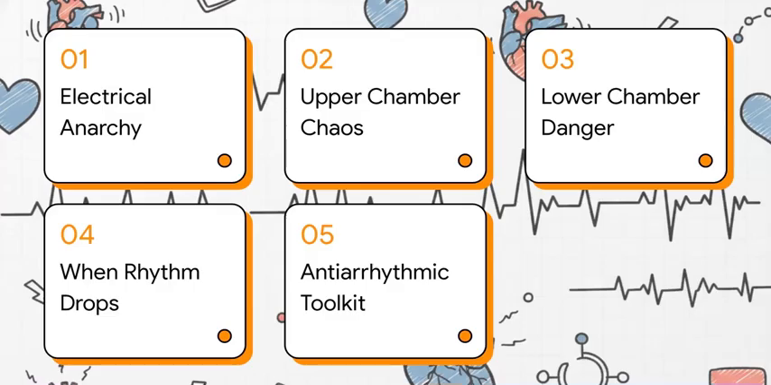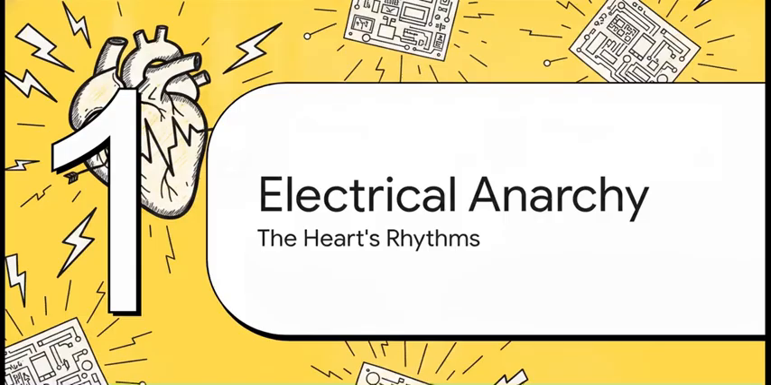To make sense of all this, we're going to follow a straightforward roadmap today. We'll start with the heart's electrical anarchy, look at upper chamber chaos, drop down to lower chamber danger, explore what happens when the rhythm drops, and finally, open up the antiarrhythmic toolkit. Section 1. The heart's electrical anarchy.